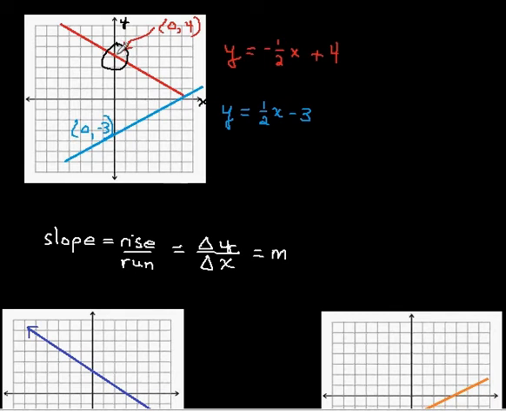So the y-intercept, we say, would be 4. The y-intercept for the green line, where it crosses through, is at the point (0, -3). So we would say the y-intercept is -3.